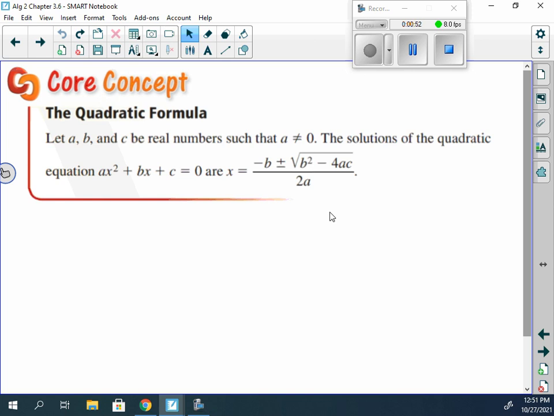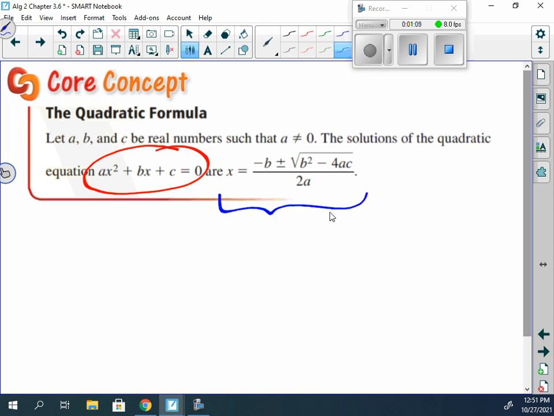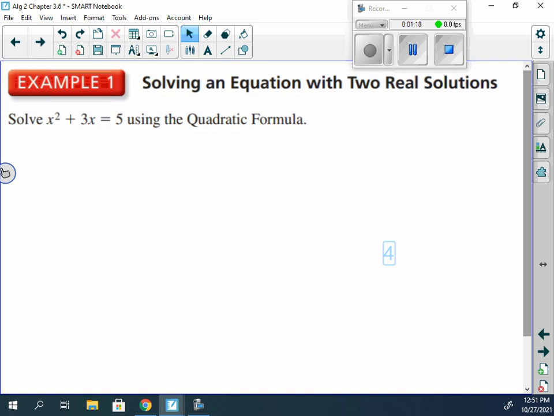Now there are ways that we can actually show how to get to this equation, but it's really just using completing the square on the equation ax squared plus bx plus c. This formula will work every single time no matter what the equation of the quadratic is. As long as we have a quadratic equation equal to 0, this will work. Let's go on and use it here and see how this works.